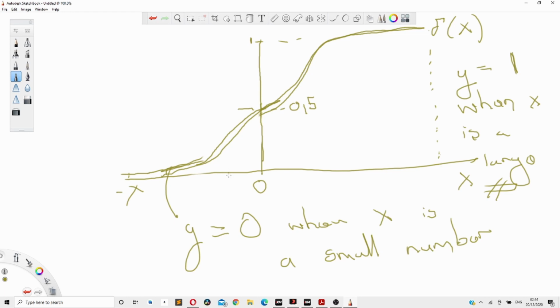So thanks for watching, guys. In the next video I'm going to talk about the cost function for logistic regression, which is going to lead us to a very important concept, gradient descent, which is a very important topic in neural networks and deep learning.